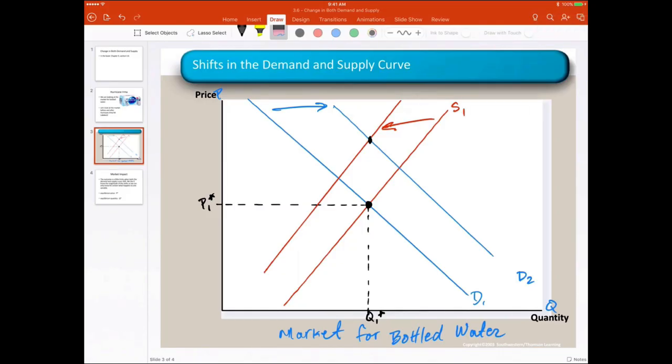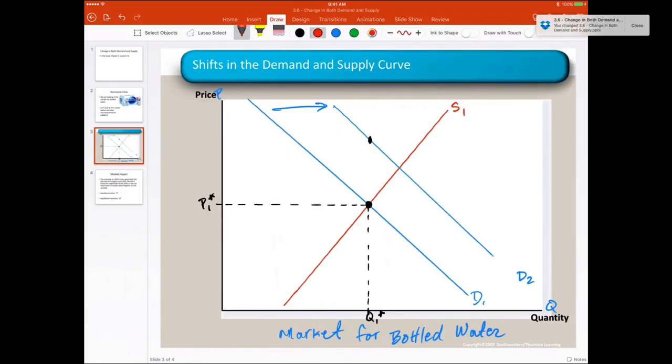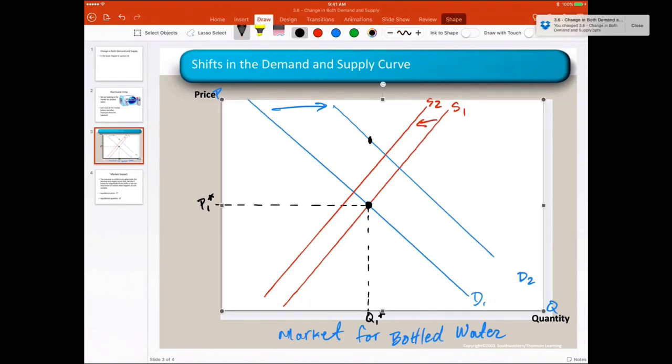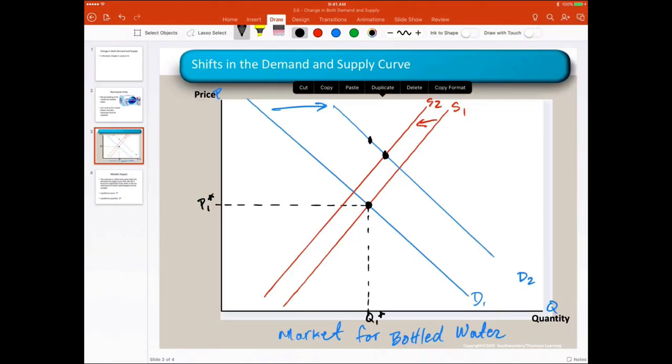So let's do this again. Let's get rid of our supply curve. What if the shift is not quite as big again? Let's draw a supply curve over here, S2. It's still a decrease in supply. It's still a shift to the left. But now our new equilibrium is here. Still a higher price, but now the quantity is even higher.